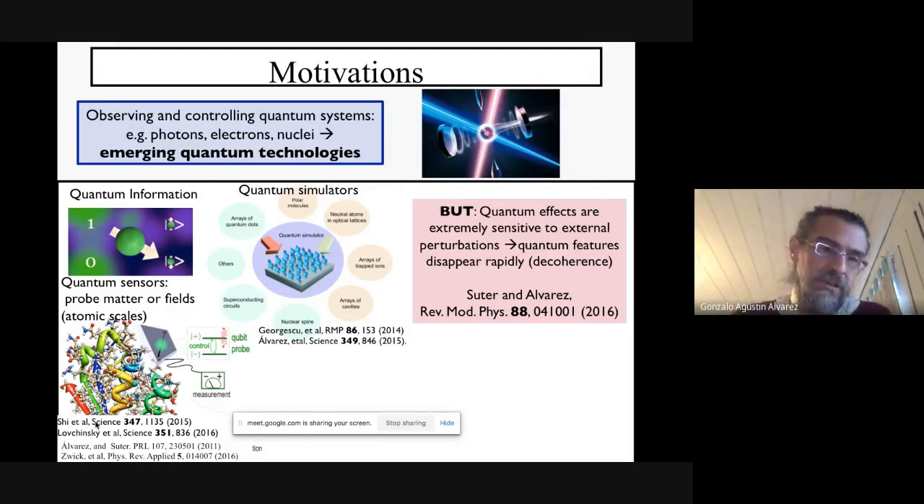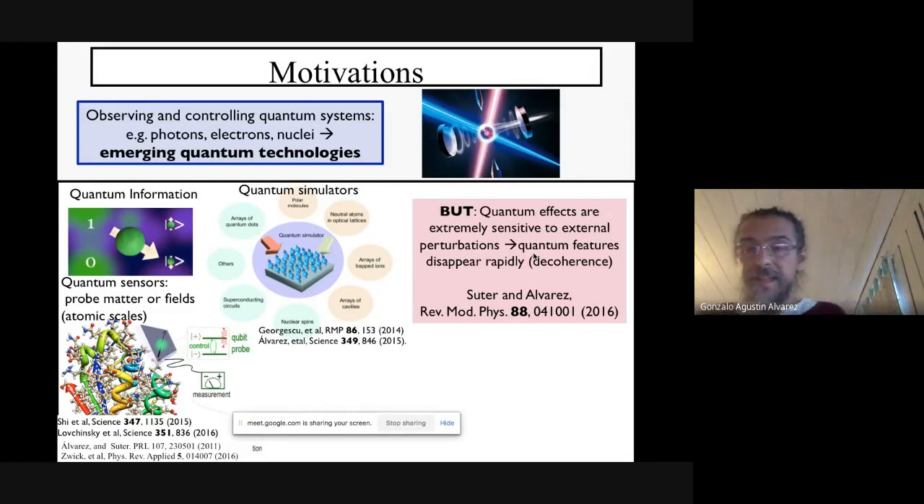But one of the challenges is that the quantum properties are very sensitive to external perturbations. And not only external perturbations, but sometimes when we want to control a quantum system we also distort it, and sometimes the control is not perfect. So all this external perturbation and imperfect control destroy the quantum information and the quantum properties of the system. This loss of quantum information is called decoherence, and what happens is that these quantum features disappear very rapidly as a function of time.